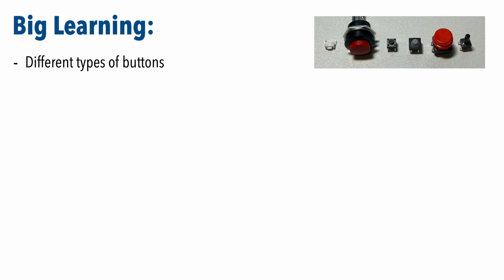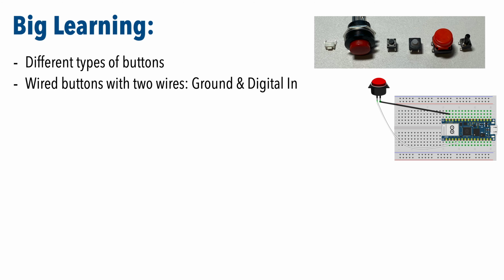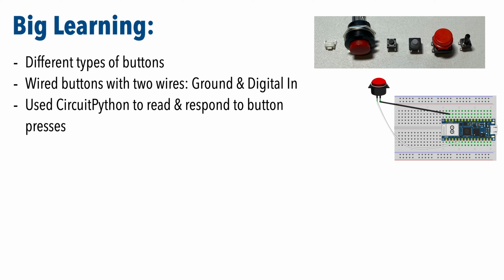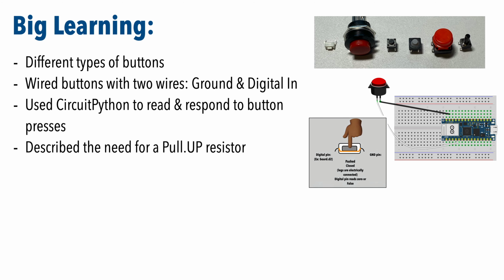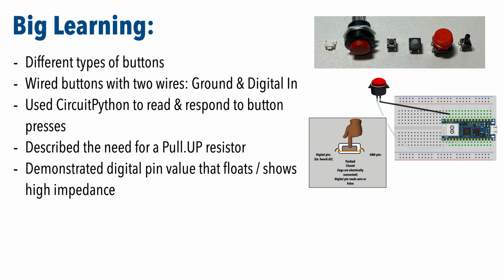So this video was full of big learning. We learned about different kinds of buttons, how to wire up a button using two pins, ground and digital in, how to code in CircuitPython to read and respond to button presses. We showed different kinds of buttons in use, an arcade style button and a tactile slim button attached directly to a breadboard, but the wiring in the code was the same for either button. We showed why you need a pull-up resistor with a two-wire ground and digital pin wiring scheme, because that digital pin will float or show high impedance and can't be read reliably, but Pull.UP fixes that and makes it seem like the digital pin is always high until pressed.